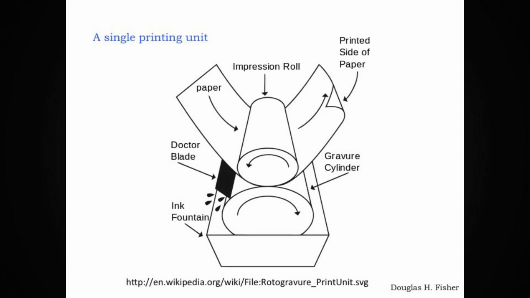And then this impression roll, which is at the top, is pressing a continuous supply of paper against this fast rotating chrome-plated copper cylinder. As the cylinder rotates through the bath of ink, the recesses created by the engraved image pick up the ink and press it onto the paper.